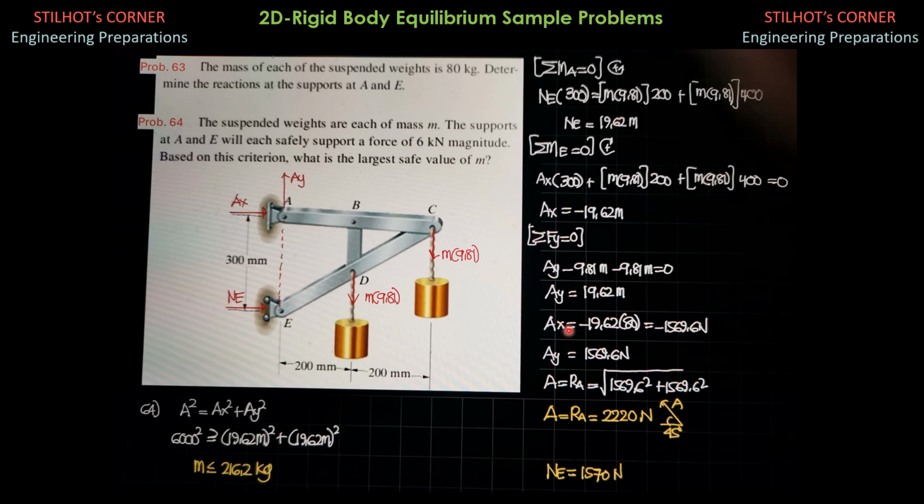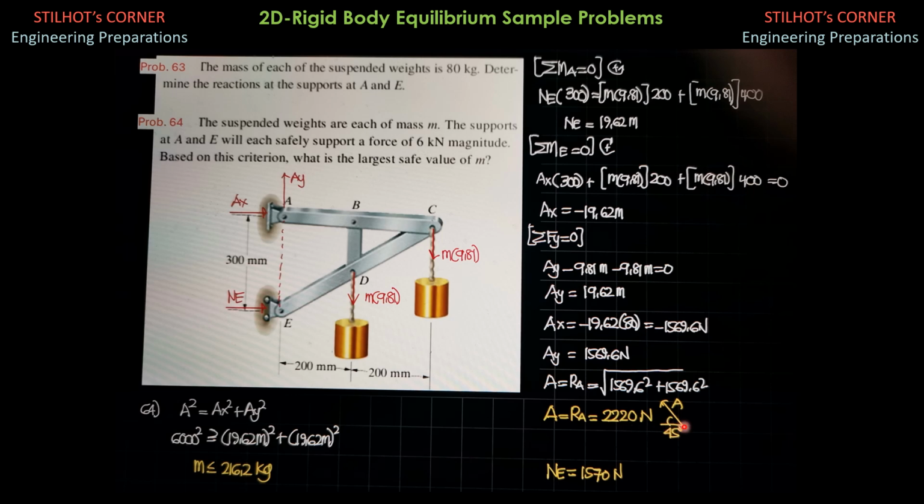So AX can now be computed: negative 19.62 times 80, negative 1569.6 newtons. That is also equal to AY, but AY is positive, so it's upward. Therefore, the magnitude of the reaction at A, we'll just call it A, is directed up to the left because AX is supposedly to the left. So AX and AY have the same magnitude, so the square root of 1569.6 squared plus 1569.6 squared, and that is 2220 newtons.